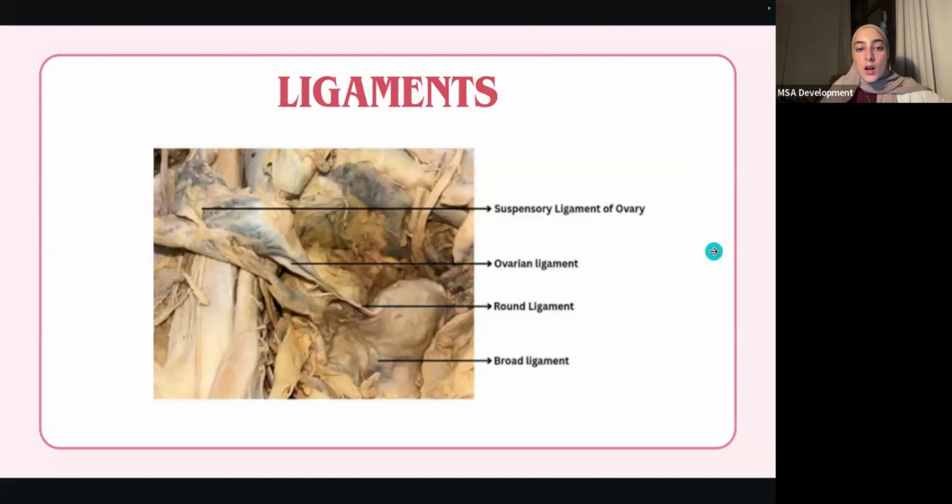Just know this. These are the ligaments once again. You have here the round ligament.